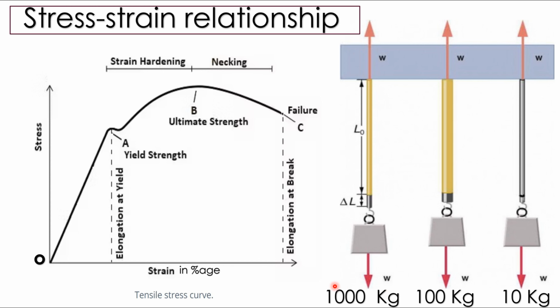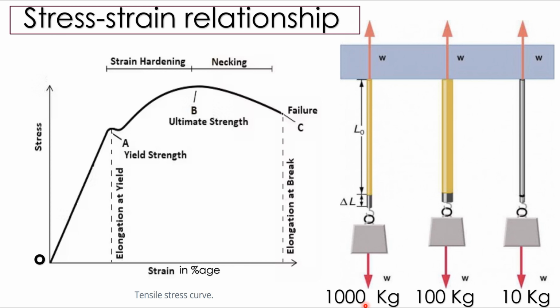Let's increase the load from 100 kg to 1000 kg. If we continue increasing the load, at this point the deformation will be permanent. This means even after removing the load, the rod will not come back to its 100% original position or shape, but there will be some permanent deformation. Let's say 2% will be there. This 2% deformation is called plastic deformation, and in the stress-strain diagram, from point A to point C is shown as the plastic region.